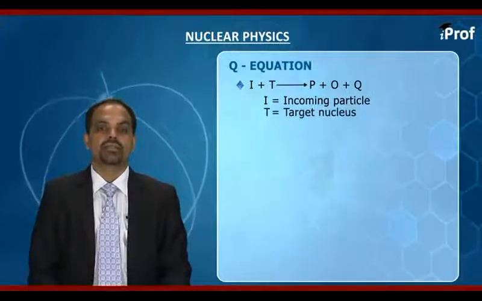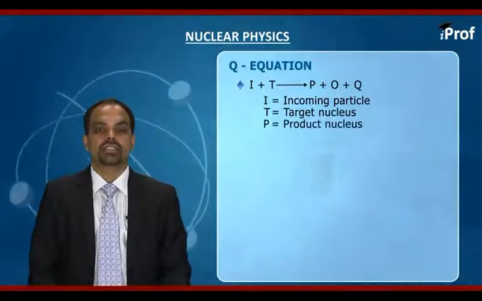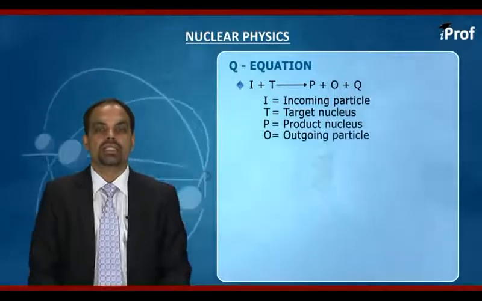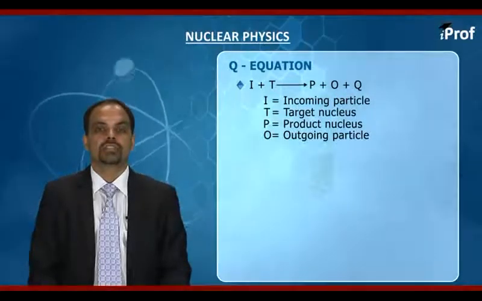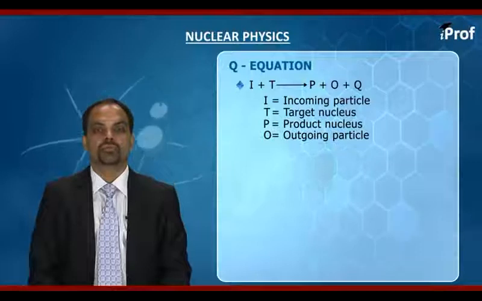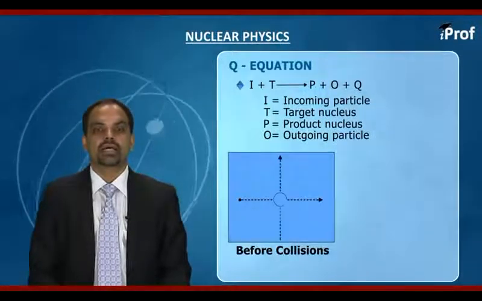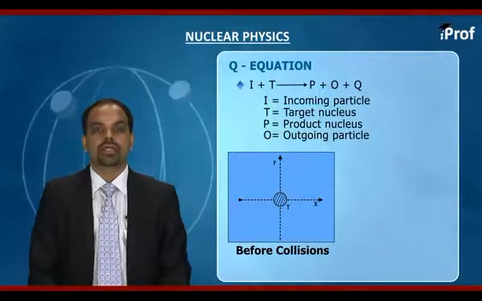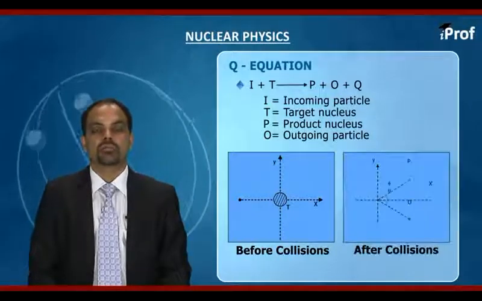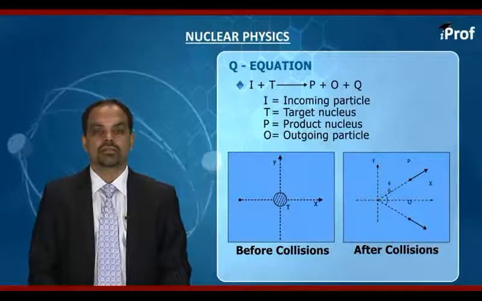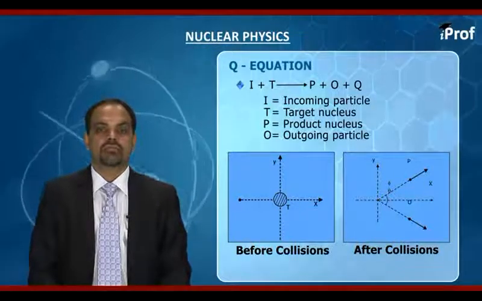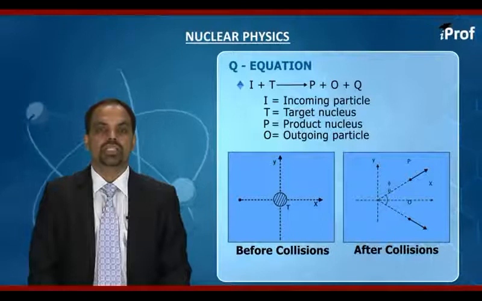Now we know that the general scheme of any nuclear reaction is represented as I plus T, giving us P plus O and Q. Here I and T represent the incoming particle and the target nucleus respectively. P represents the product nucleus and O represents the outgoing particle. Now let's develop the Q equation.